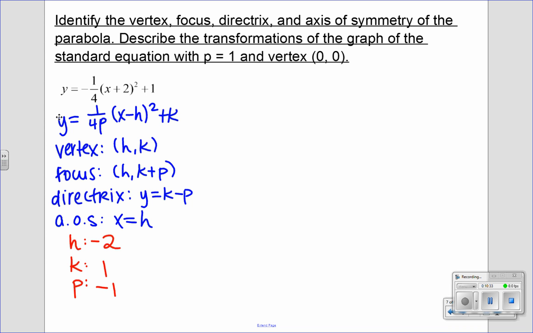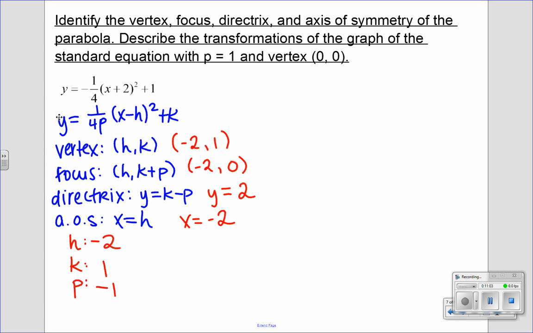So let's start plugging this in. Our vertex is at (negative 2, 1). Our focus is at (negative 2, k plus p). Well, k plus p is 1 minus 1, so it's 0. Our directrix is k minus p, so it's 1 plus 1, which is 2. And then our axis of symmetry is x equals negative 2. And now we have all of our pieces of information, and we are good to go.